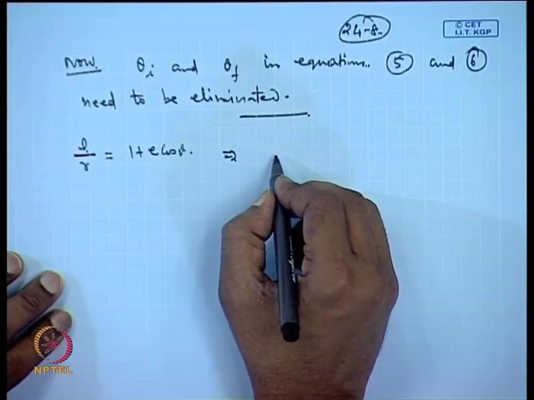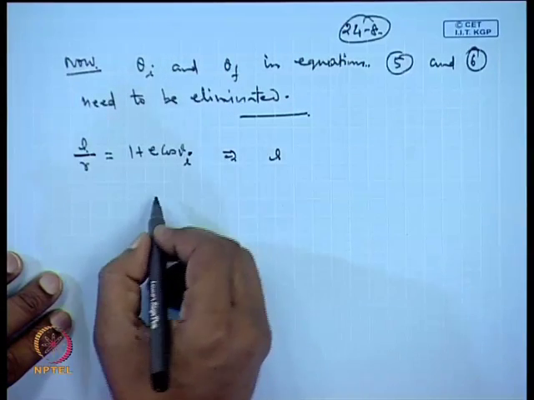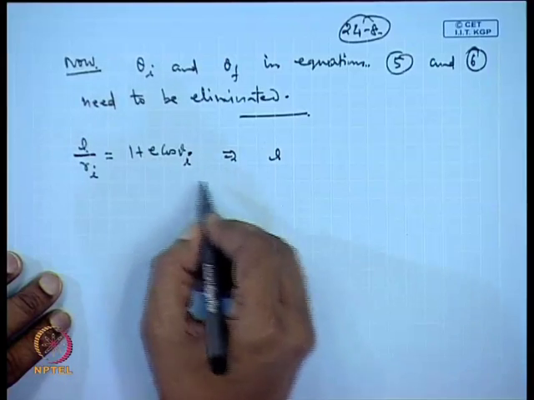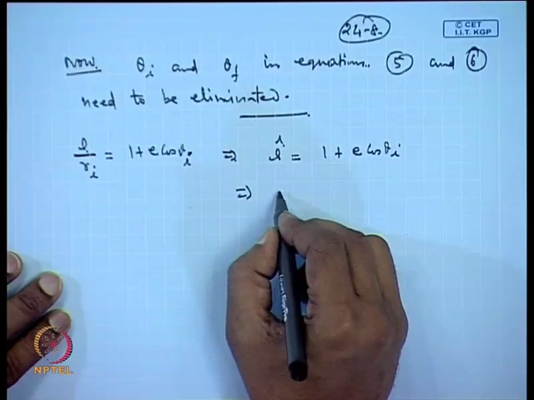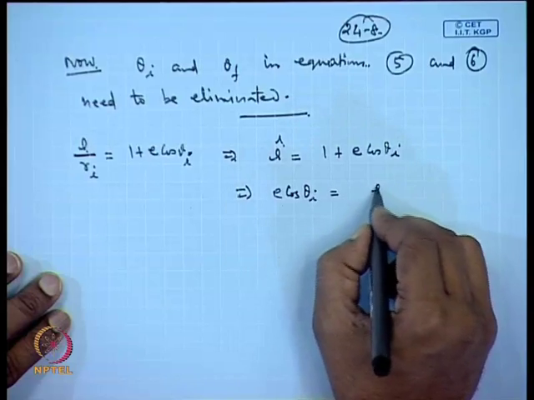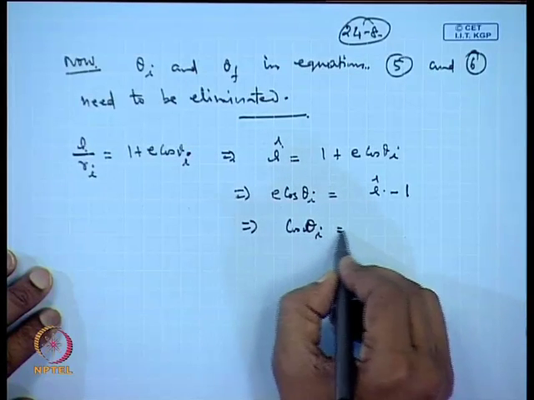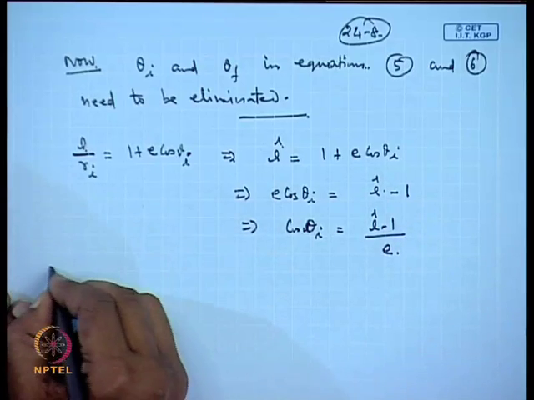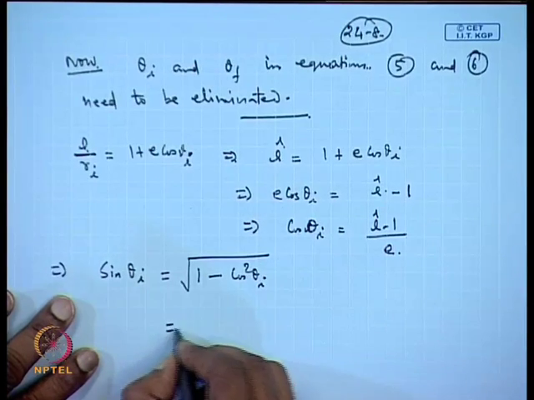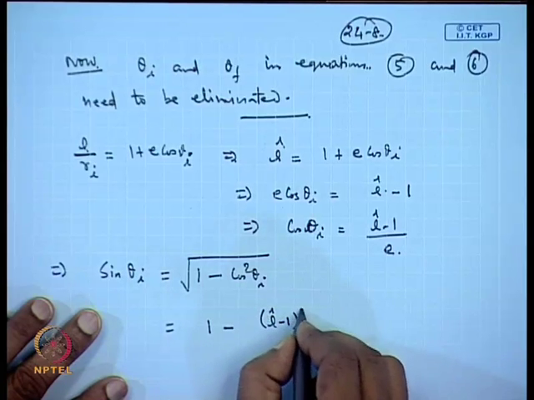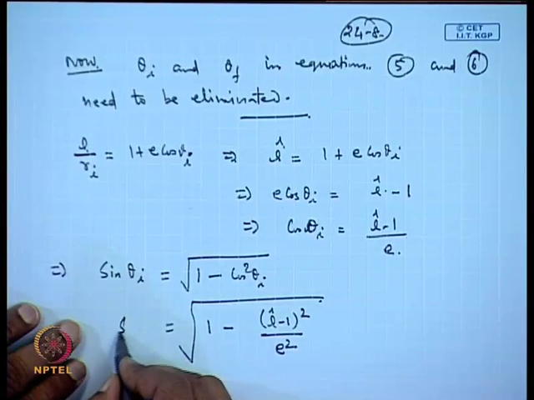So, this implies, now L by R I. If we take here theta I, so we will have L by R I is equal to 1 plus E cos theta I. So, this implies L cap equal to 1 plus E cos theta I, and from here we get L cap minus 1 equals E cos theta I, and this implies, so this is our sin theta I.